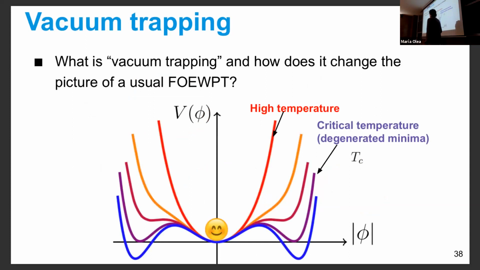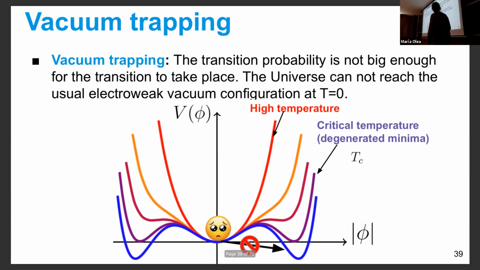Now, vacuum trapping. What do we mean by vacuum trapping, and how does this change the picture of an unusual first order electroweak phase transition? As I said, at high temperature the electroweak symmetry is restored, and as temperature decreases, the other minimum forms, and there is an energy barrier that separates both minima. But it could happen that the transition probability is not big enough for the transition to take place, and then the universe remains trapped at the false vacuum. So this is leading to an unphysical situation.